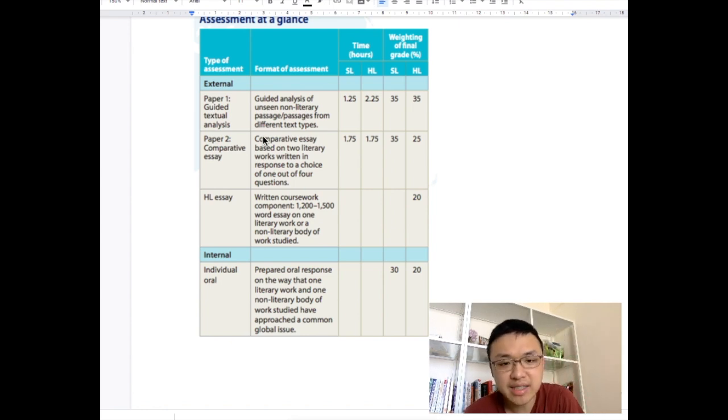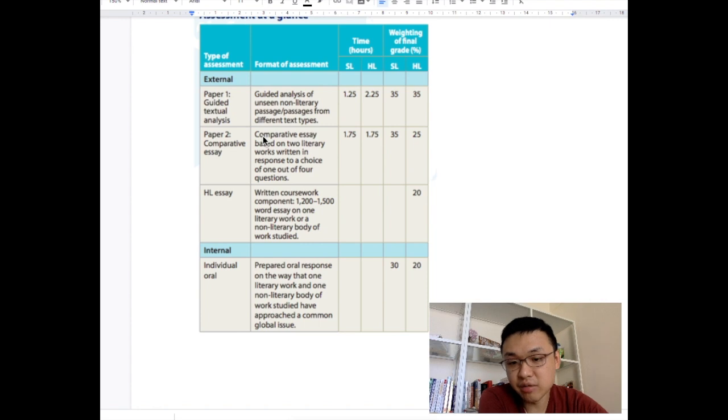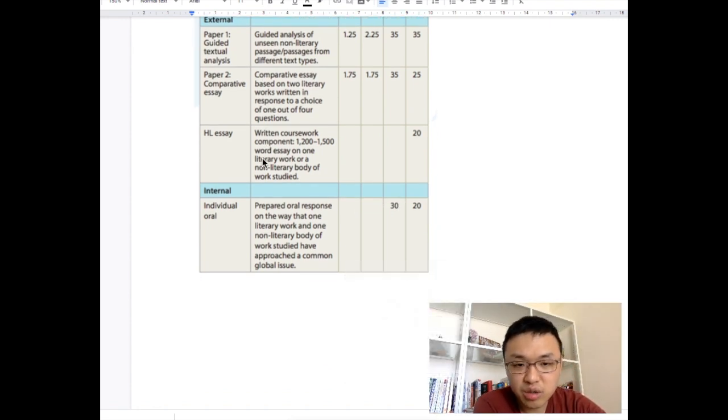For the HL essay, it's kind of like an EE. You choose your own topic, and you need to base it on the literary text you study at school. You come up with your own question, like a research question, and it needs to be 1,200 to 1,500 words. So it's a commentary of your choice. You pick your own topic. And lastly, there's the individual oral, which is an oral commentary on the works you study at school.